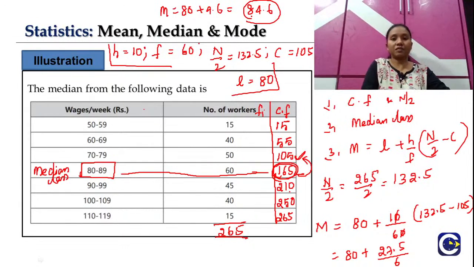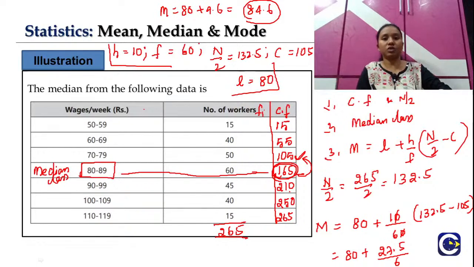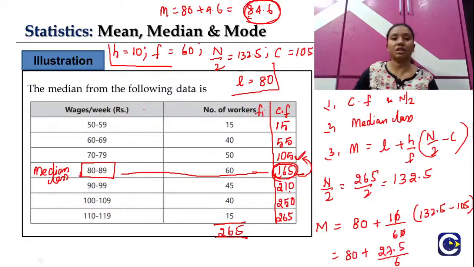So if they have in the options a round figure, then you can just round it to be 85, or else if the exact value is given, then you can just mark the exact value, that is, median here is equal to 84.6. So I hope now you understand how to find this median class and the median of the given continuous distribution.